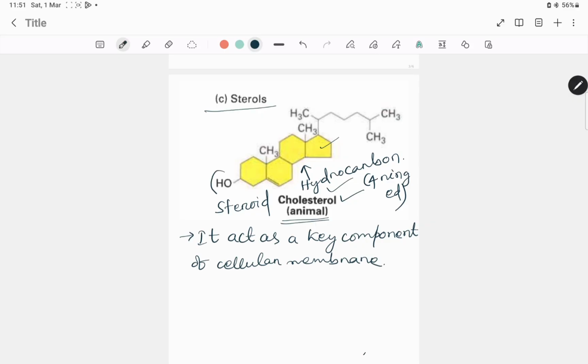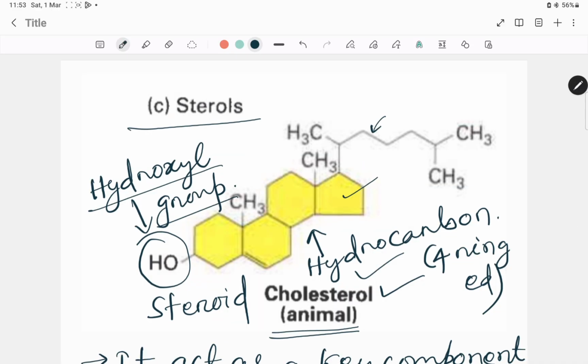Cholesterol has a hydroxyl group. This is the hydroxyl group. This hydroxyl group is equivalent to the polar head group in other lipids. The conjugated ring and short hydrocarbon chain form the hydrophobic tail. This black colored group is called the hydrophobic tail.